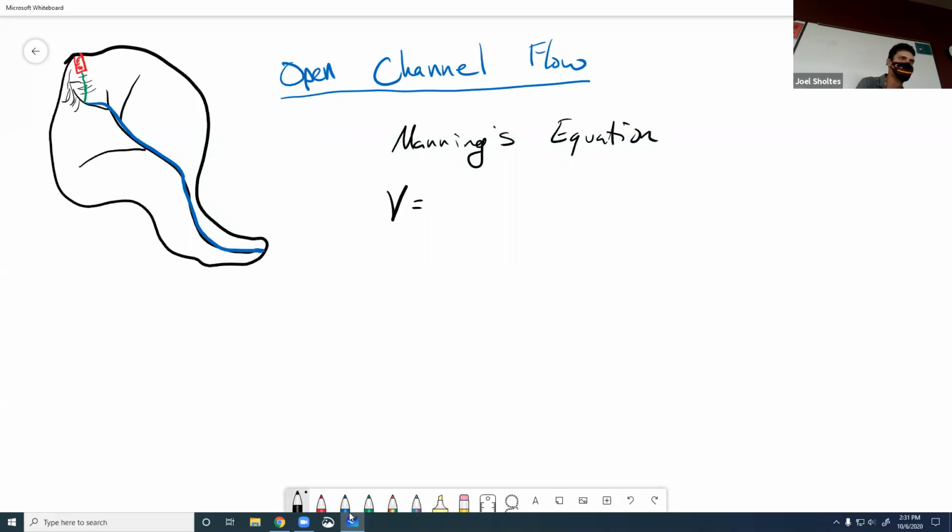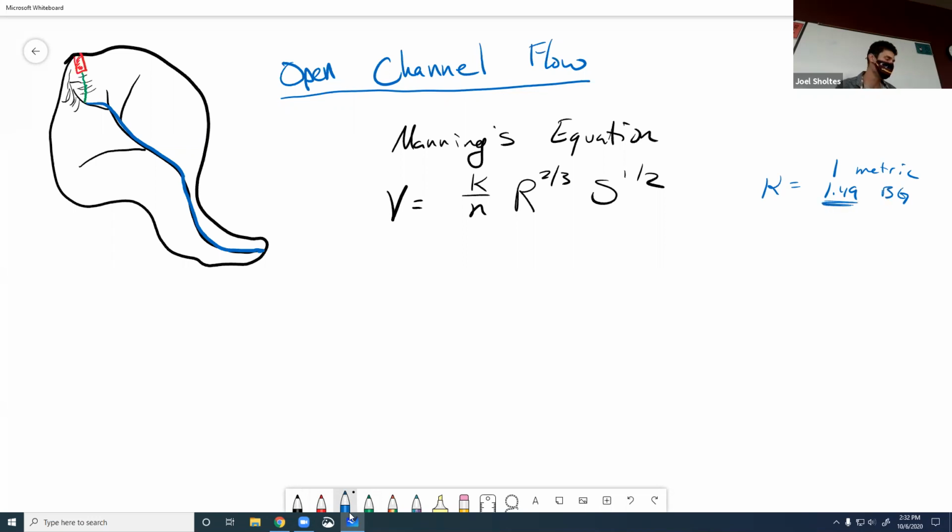All right, so main equation, V is equal to K over N, R to the 2/3, S to the 1/2. Does anyone remember what K is from hydraulics? It's a coefficient. Yep, so 1 for metric and 1.49 for British gravitational. So we're going to be in US units, British gravitational units, so 1.49. This is our Manning's coefficient.